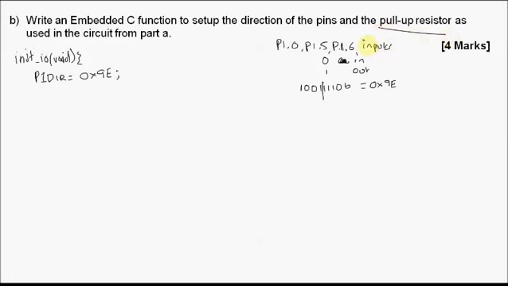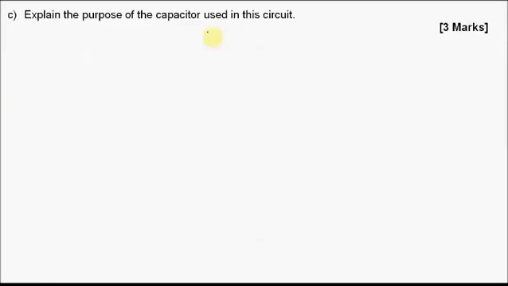We need to do the pull-up resistor as well. Now we connected the pull-up resistor to P1.6. So P1REN, resistor enable, is equal to, we can just say directly, bit 6. Okay, next question was the purpose of the capacitor in the circuit.